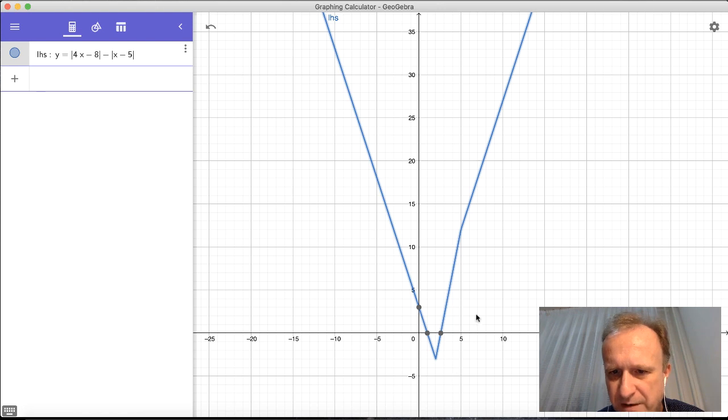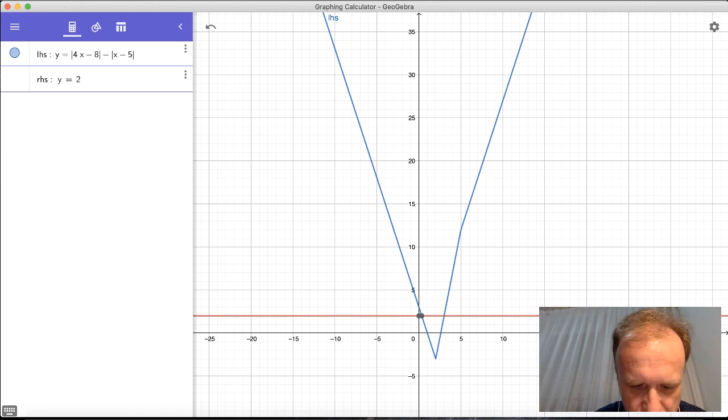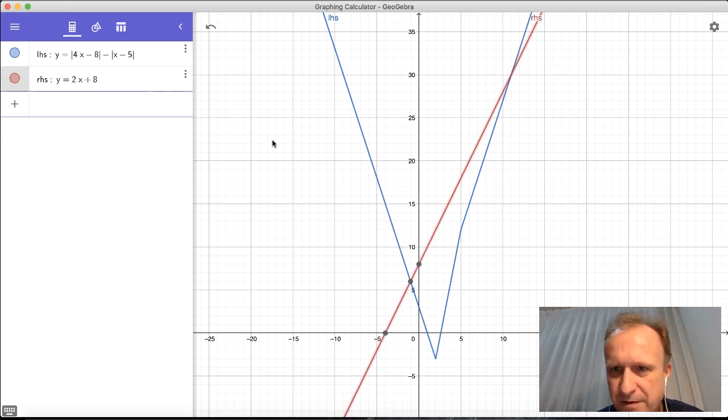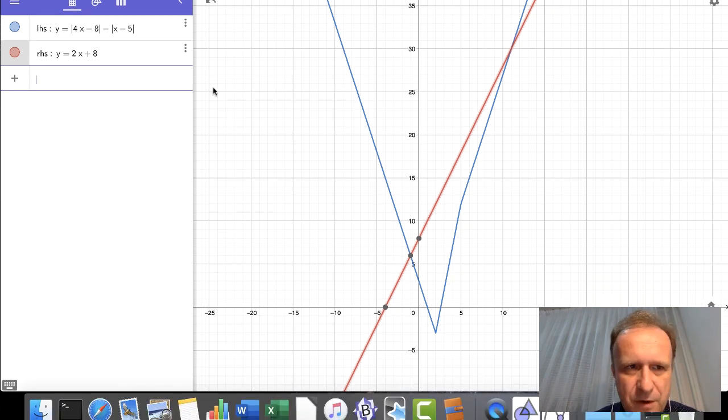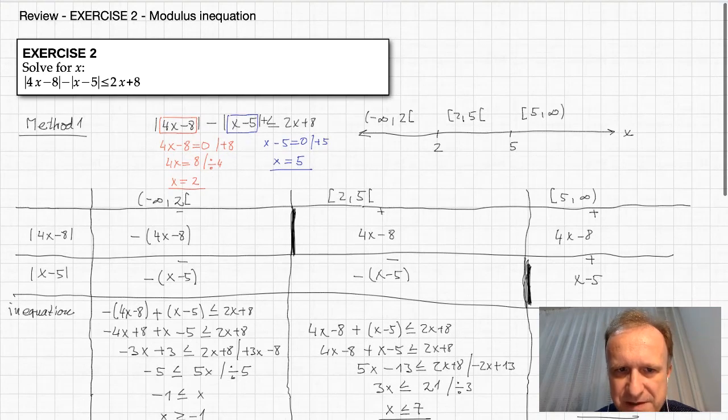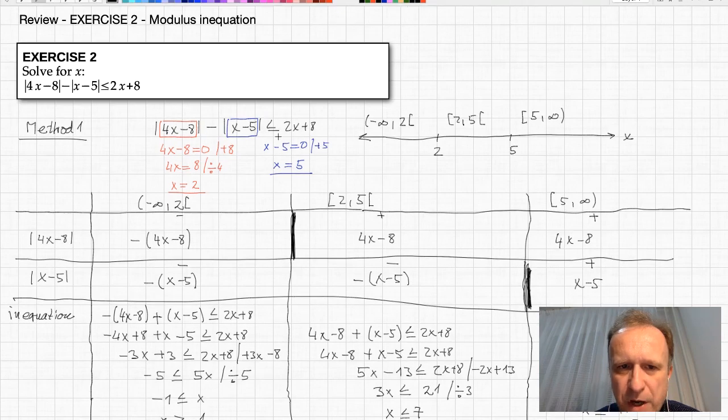You see the GeoGebra graphed it here successfully. Now let us do the right-hand side. Y equals, and I write the function 2x plus 8. Here it is, the right-hand side. Now the original inequation demanded that the left-hand side is less than or equal to right-hand side. It means that we are looking for those x values for which the left-hand side is below or at the same height as the right-hand side.